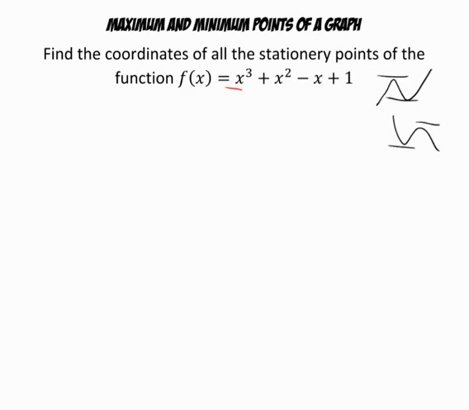Okay, so to remember, to find the stationary points is where the gradient is 0, and therefore your f dash of x equals 0. So first of all, we've got to find out f dash of x. So 3x squared plus 2x minus 1. And then we put it equal to 0.